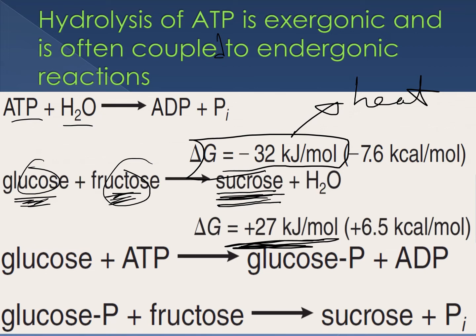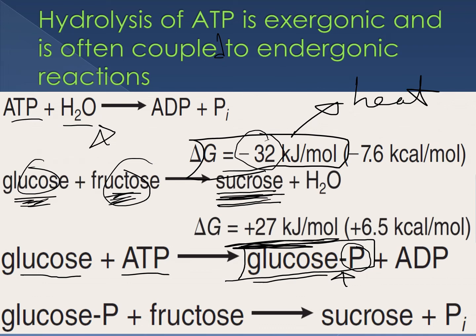We couple it with the above reaction, the hydrolysis of ATP. By doing this, we are going to hydrolyze ATP and phosphorylate glucose. This is a high energy bond. It came from this negative delta G here, the hydrolysis of ATP. And this high energy bond basically represents chemical potential energy that has been added to glucose. Glucose can now react spontaneously with fructose to produce sucrose. You do not have to memorize this equation.